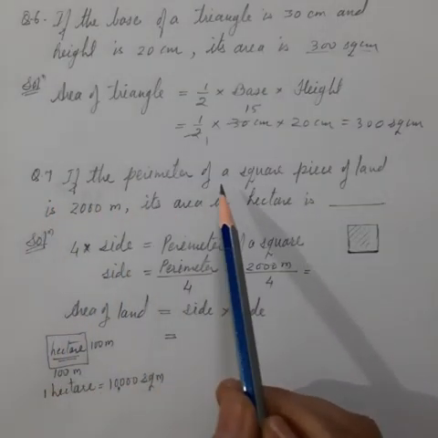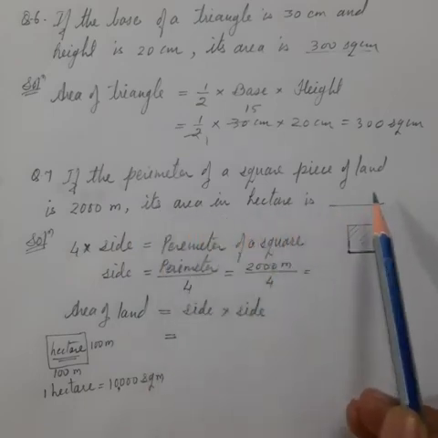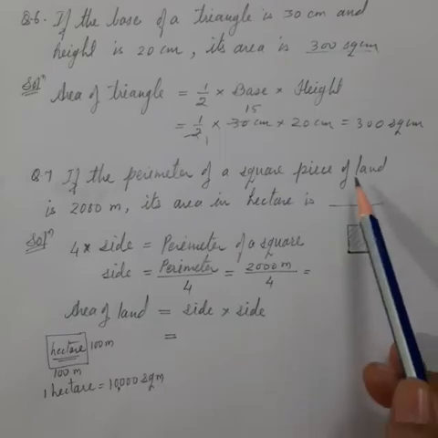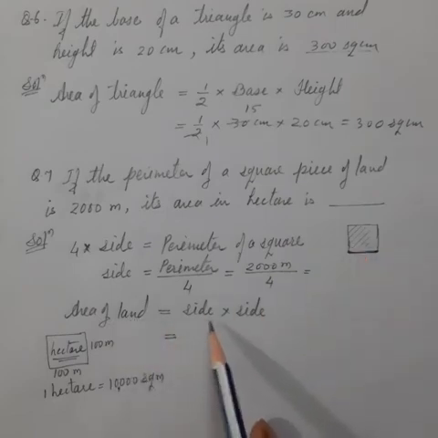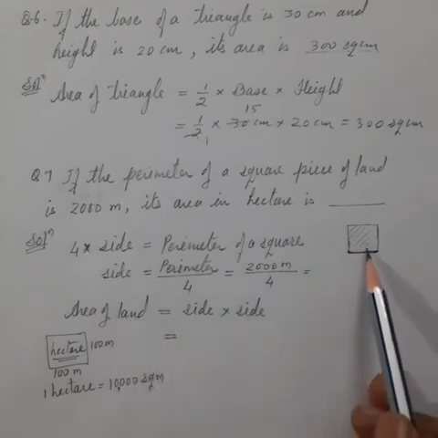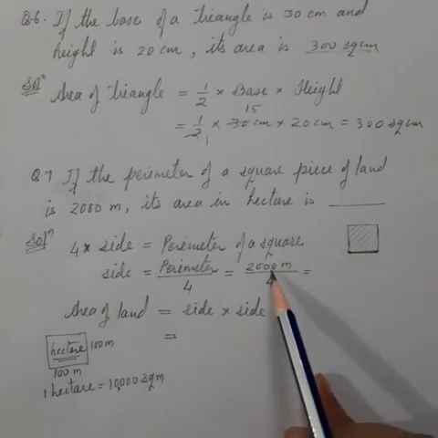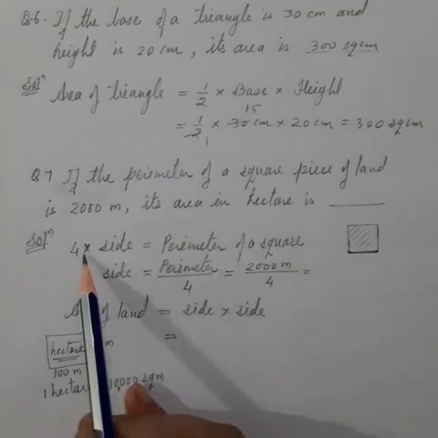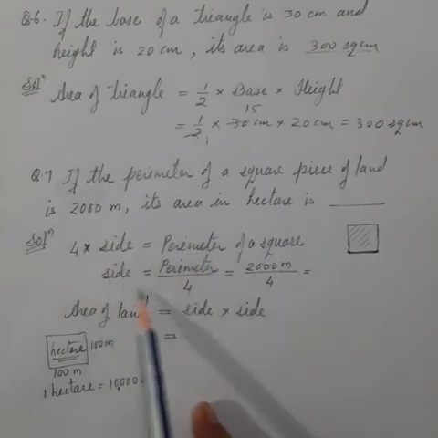Question 7. If the perimeter of a square piece of land is 2000 meters, its area in hectare is what? Here we have to find out the area, and the land piece is in square shape. And we know that the area of square is side into side. So first of all we have to find out the side of the square piece of land. The perimeter of the piece of land is given 2000 meter. And we know that the perimeter of a square is equal to 4 into side. So to find the side, divide the perimeter by 4.